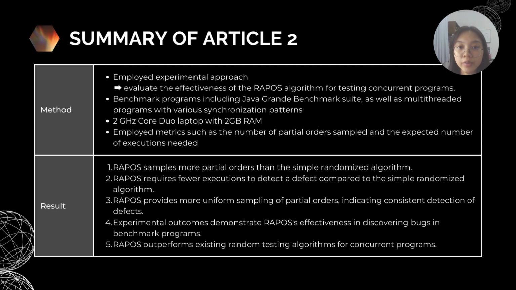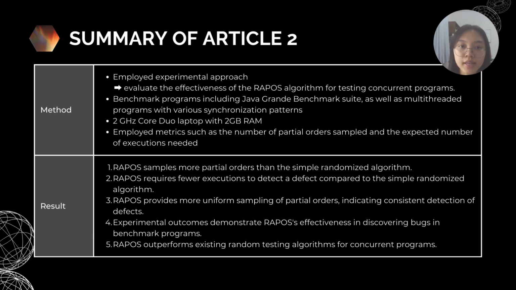Next, for the method section, this article employs an experimental approach to evaluate the effectiveness of the RAPOS algorithm for testing concurrent programs. The authors ran benchmark programs including the Java Grand Benchmark Suite as well as multi-threaded programs with various synchronization patterns. The tests were carried out on a 2 GHz Core Duo laptop with 2 GB RAM. To assess the performance of the 2 algorithms, metrics such as the number of partial order samples and the expected number of executions needed to identify errors are employed.